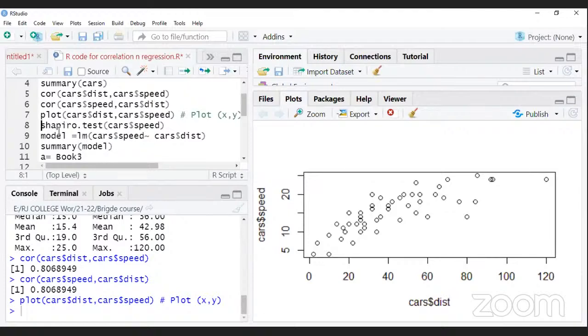Now, as I told, we have to understand the variable which is dependent, and we have to check for the normality. So the dependent variable is now speed, and I want to check whether the variable speed is normally distributed or not. For that purpose, we have a Shapiro test. You have to use the Shapiro test to check whether data is normally distributed or not.